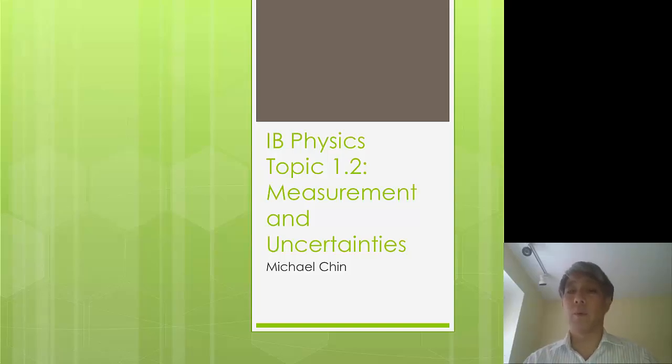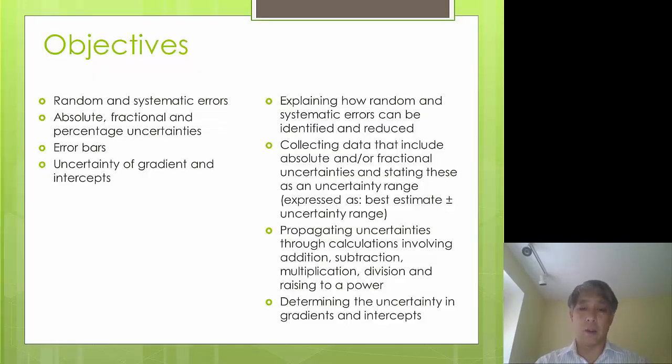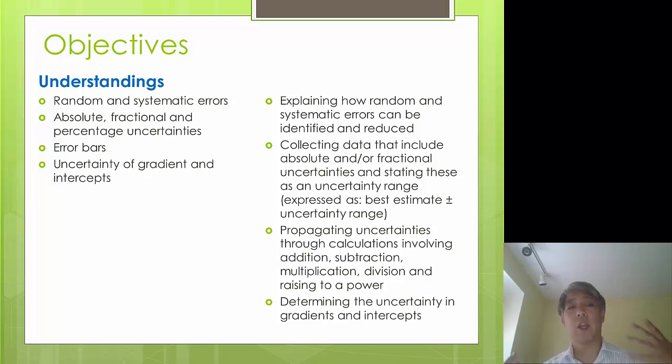This lesson is on topic 1.2, measurement and uncertainties. What we will be focusing on here are the various understandings. We need to be able to differentiate between random and systematic errors, and we also have to deal with the fact that the data that we have will have uncertainties. There's a difference between an absolute uncertainty that we'll find out about, as well as fractional and percentage uncertainties. And those uncertainties will carry through into our conclusions and our results.